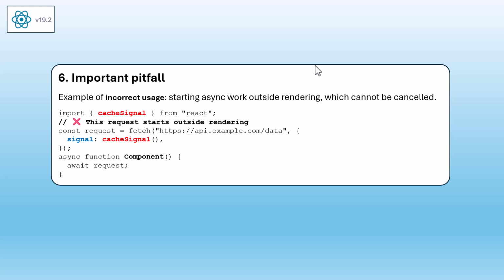6. Important pitfall. A critical rule to understand is that cacheSignal only works for work that starts during rendering. If asynchronous work begins outside the rendering phase, cacheSignal cannot cancel it. This is a common mistake, starting a request in a shared scope and then awaiting it inside a component. In that case, the signal will not behave as expected, and the work will continue even after rendering has finished.